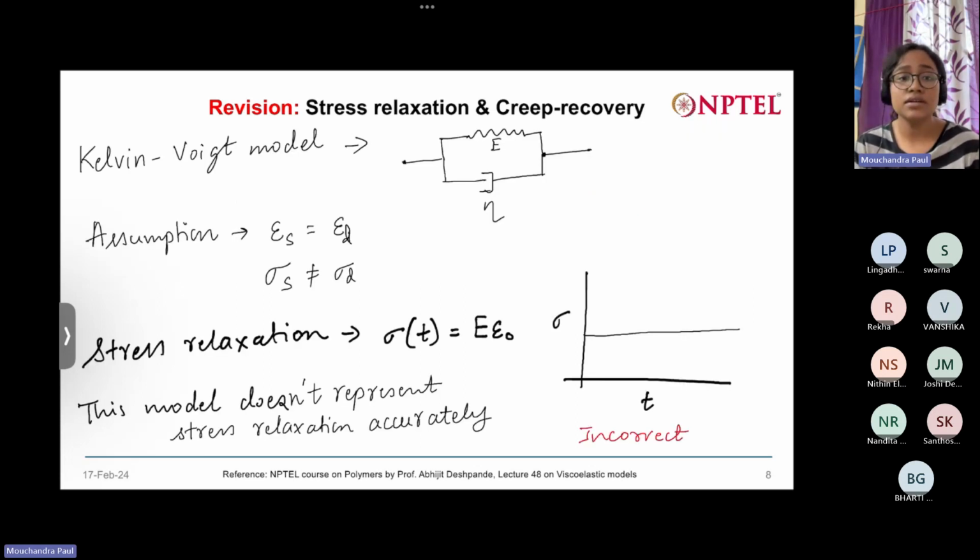Then there is another model called the Kelvin-Voigt model, or simply the Voigt model. So here you see the spring and the dashpot are in parallel now. In Maxwell, they were in series, but here they are in parallel. And the assumption here is that the strain experienced by the spring and the dashpot is equal, but the stress is not equal because of the parallel configuration.